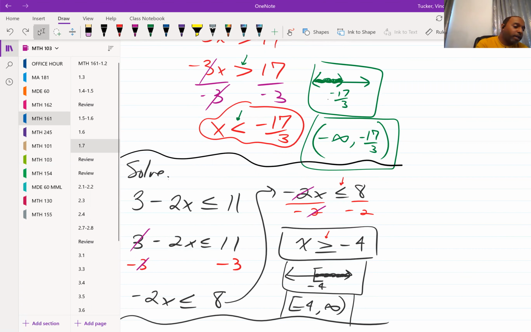So since we have that negative 2 sitting in front of x, we divide both sides by negative 2. But once again, we're dividing by a negative, so we need to change that less than to greater than. And since it's greater than, now we have our solution. X is greater than or equal to negative 4. And then we're going to shade to the right, bracket over the negative 4. And then negative 4 to infinity will be our interval notation.